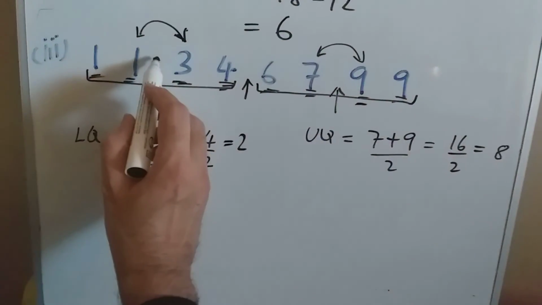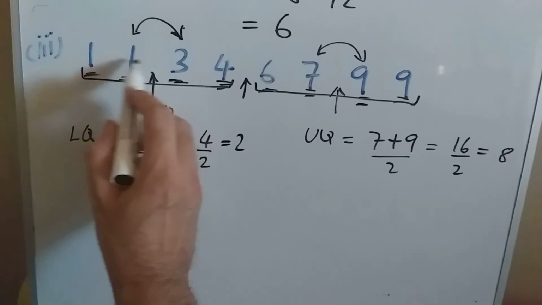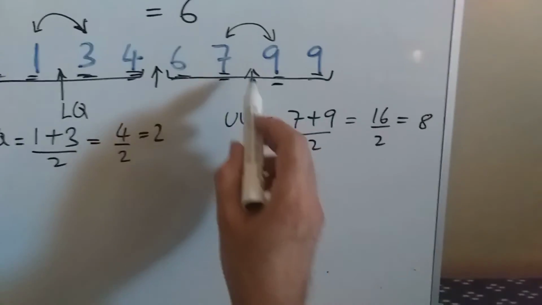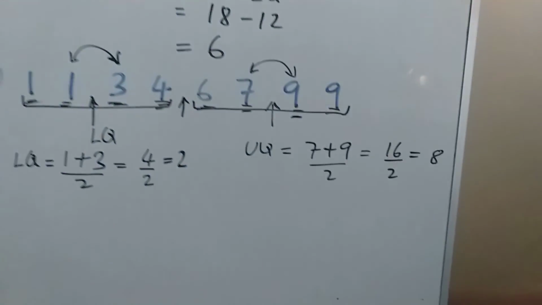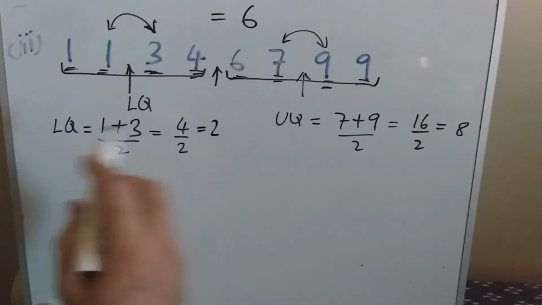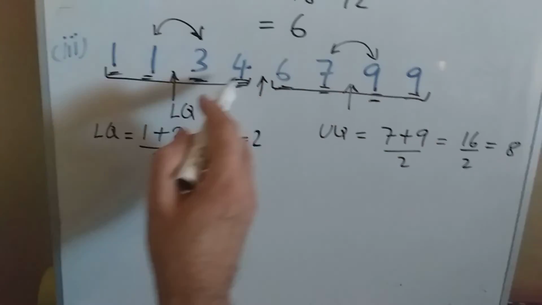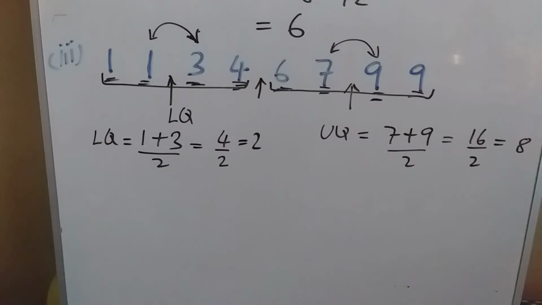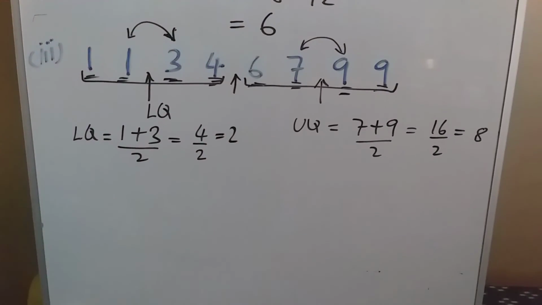So the lower quartile is 2. That number goes over here in the middle of 1 and 3. Upper quartile is 8. That number goes over here between 7 and 9. Even though that number is not there, that's how we calculate the lower quartile and upper quartile if there is an even number of scores in the lower half and the upper half.